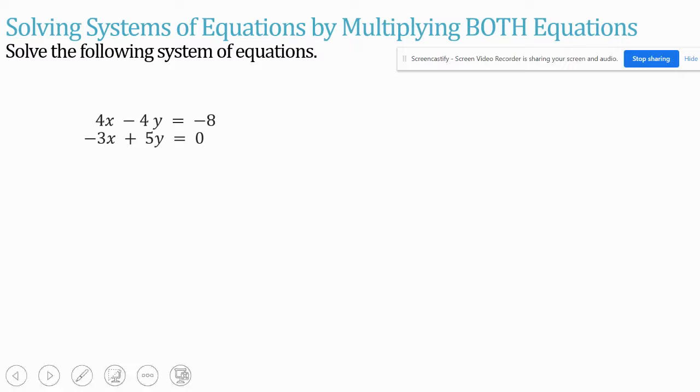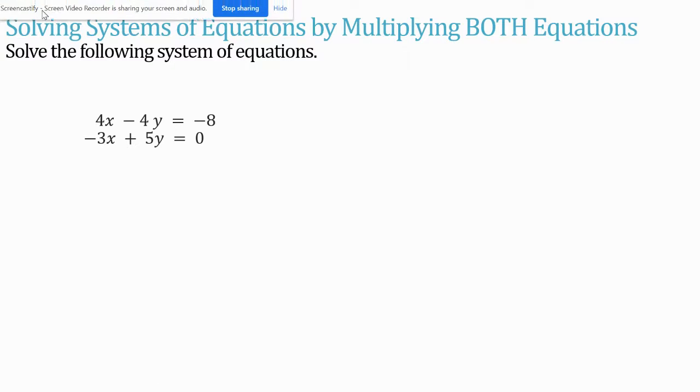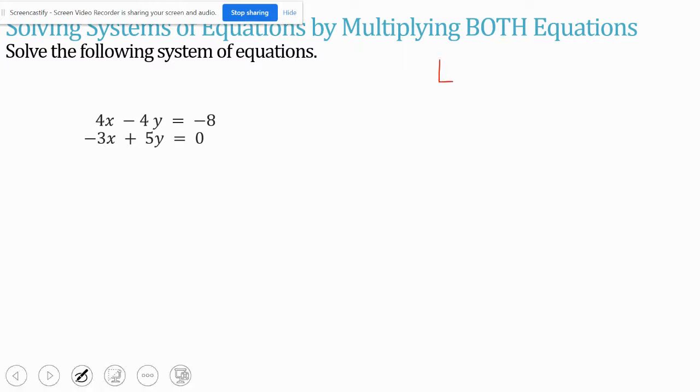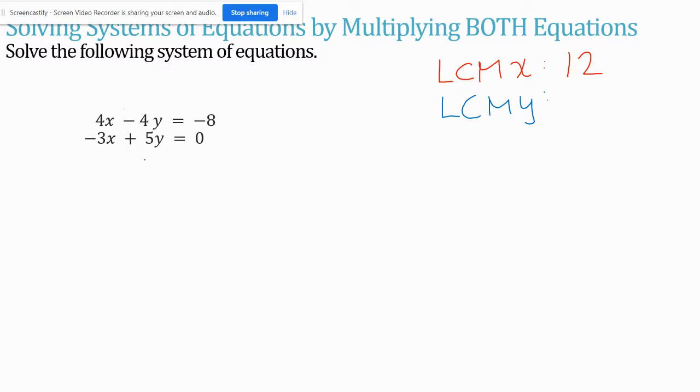So I'm going to start by identifying the LCM of the coefficients of x and then identifying the LCM of the coefficients of y. So the LCM of x, so we have a 4 and a 3. Hopefully, mental math, we can see that the least common multiple of these two numbers is 12. You can list the multiples if you need to. I'm not going to do that in this video, though. And then I'm going to do the same thing, LCM of y. So we have a -4 and a 5. So our LCM of 4 and 5 is 20.